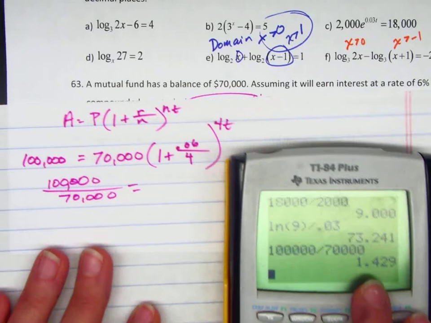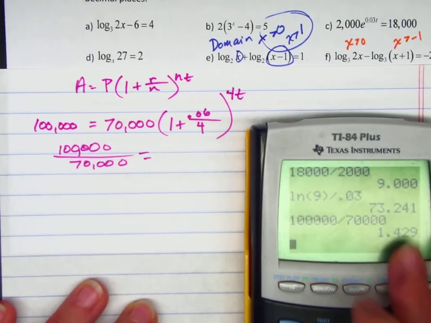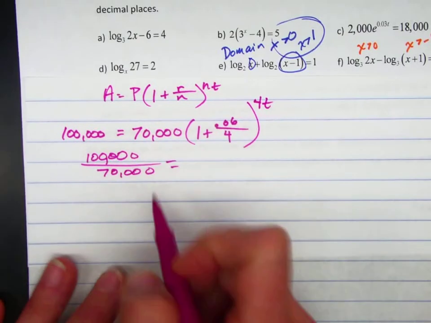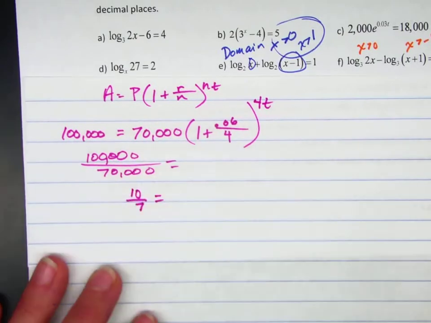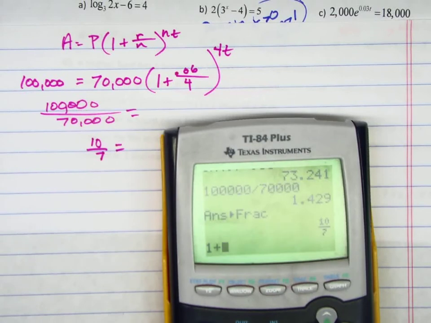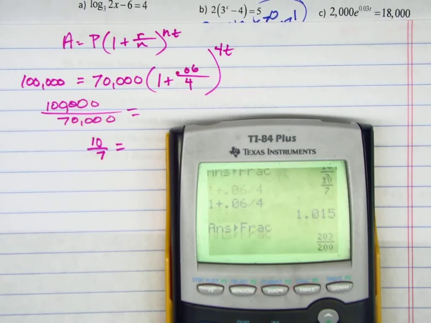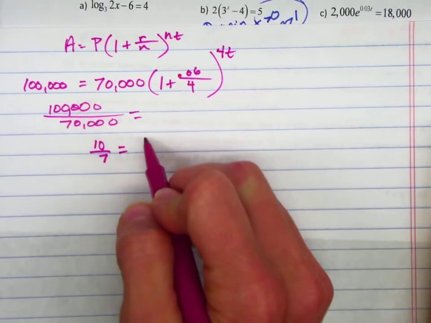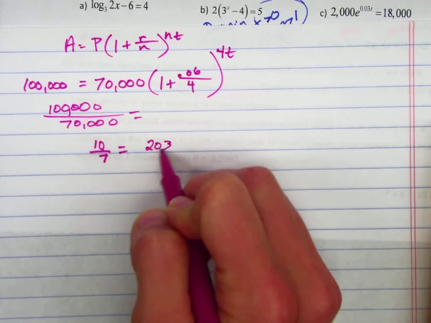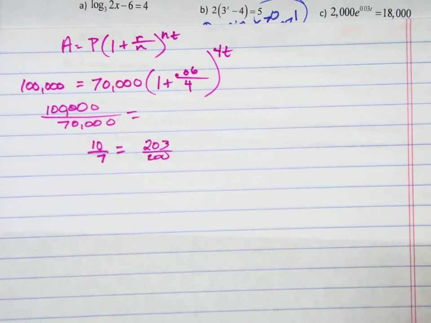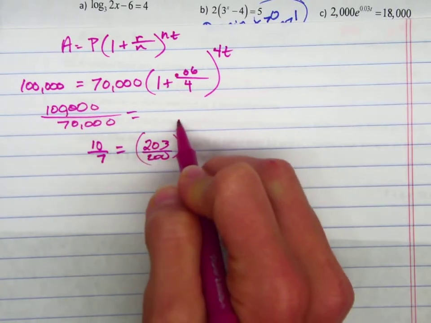And so again, we could put this number here. I had it to that many decimals, but I'm going to go ahead and just reduce the fraction. So we just get 10 sevenths. So we have 10 sevenths equals, and then we can add this again, 1 plus 0.06 divided by 4. But again, I want to make sure that that's an exact value. So for the time being, I'm going to put 203 over 200. This is a terminating decimal, so technically you could put that and it would be just fine. But this is to the 4t.